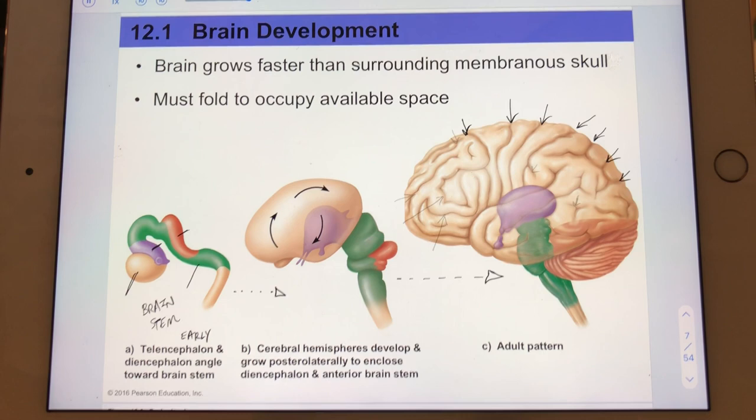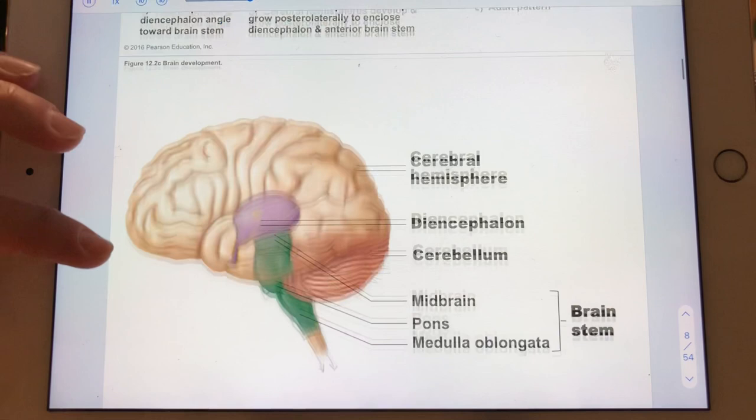Because we grow super, super fast. And we want to really maximize the amount of surface area that our brains have to offer. Look at all these folds. Okay, so that folding lets us pack more into that small space. All right, next slide.